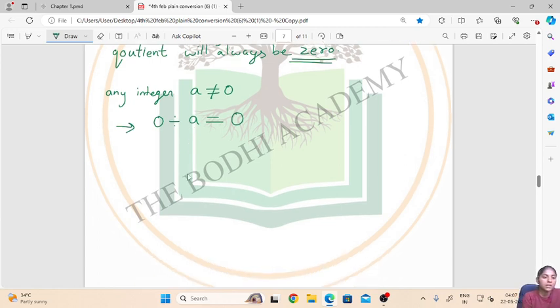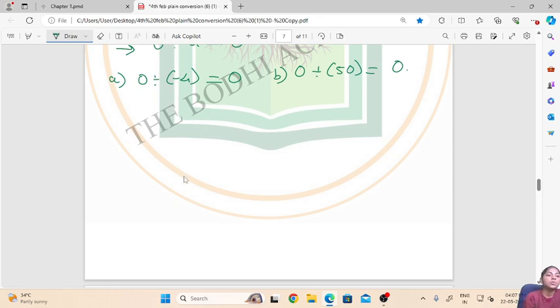Now let us see an example. We have 0 divided by minus 4. What will be the answer of this? It will be 0. Then we have 0 divided by 50. What will be the answer? It will be 0.